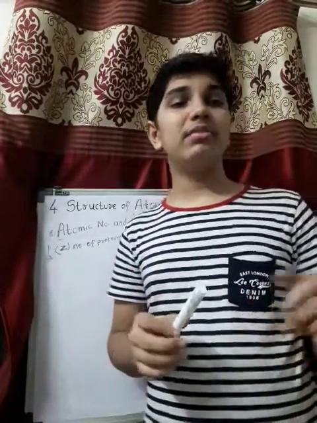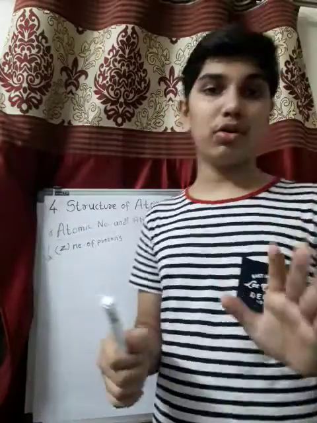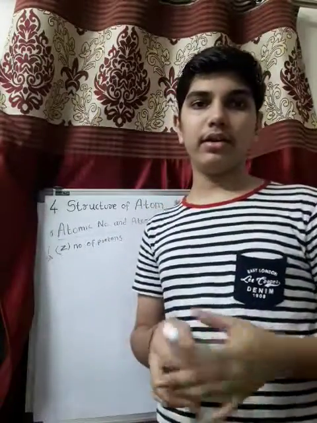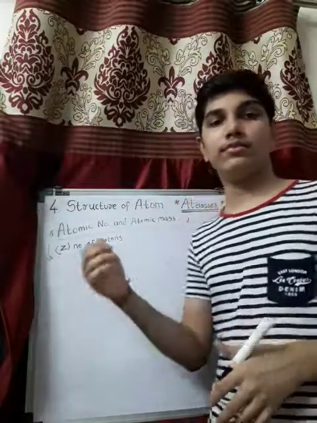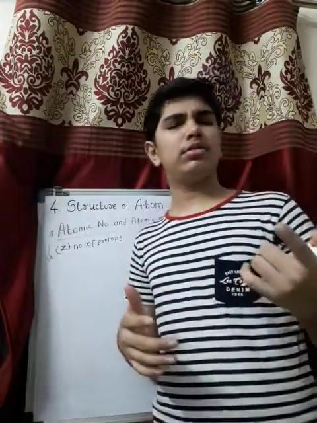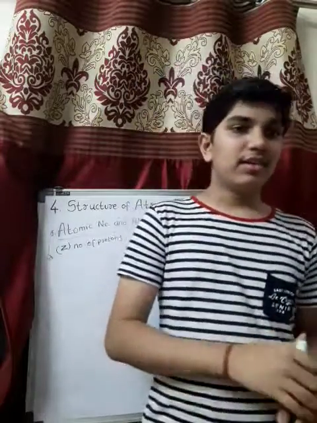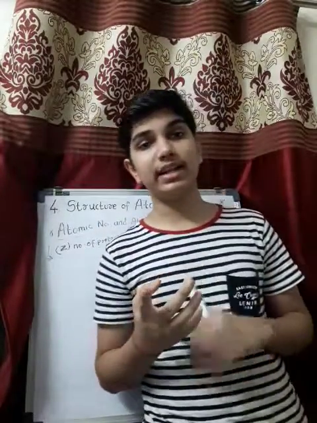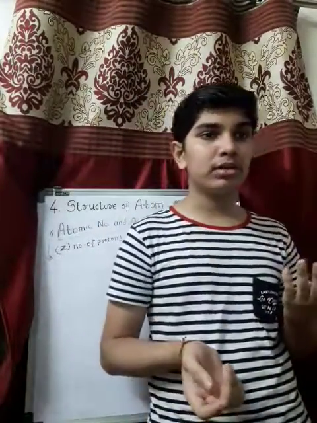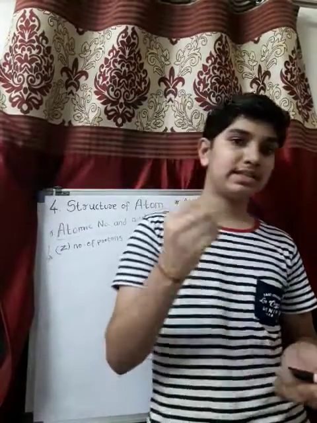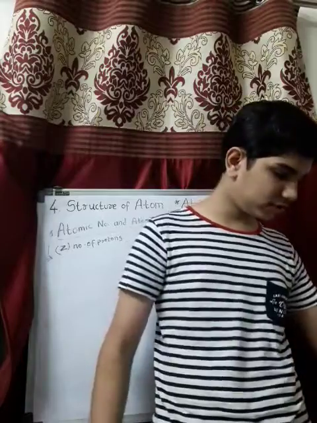Now in fact the elements are defined by the number of protons they have. Okay. Now hydrogen has atomic number 1 because in a hydrogen atom there is only one proton present in the nucleus. In carbon atom there is 6 because carbon has 6 protons.